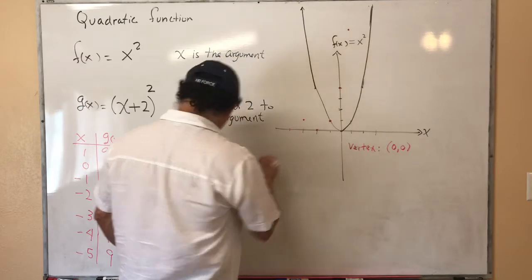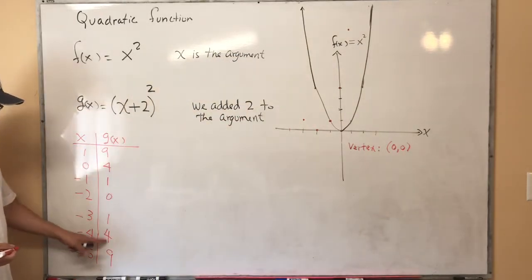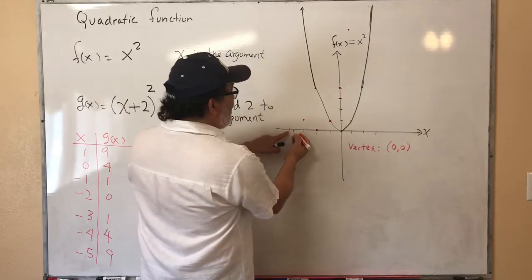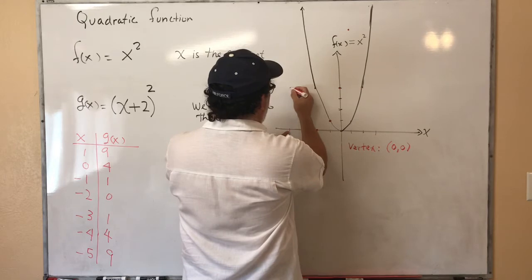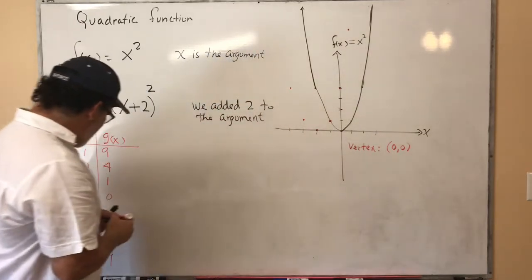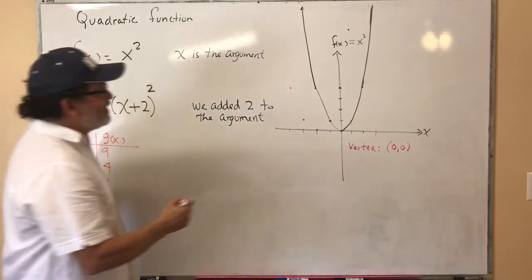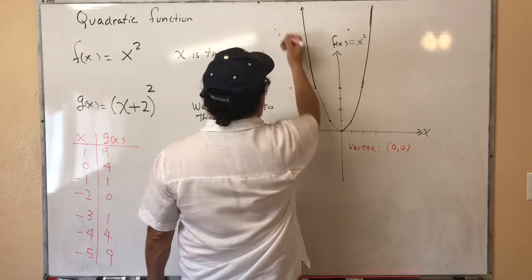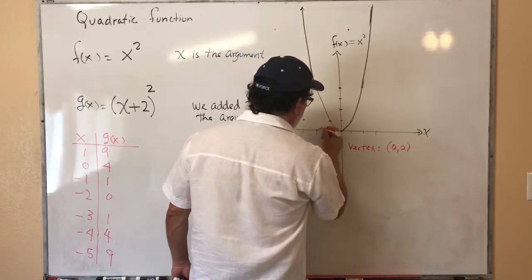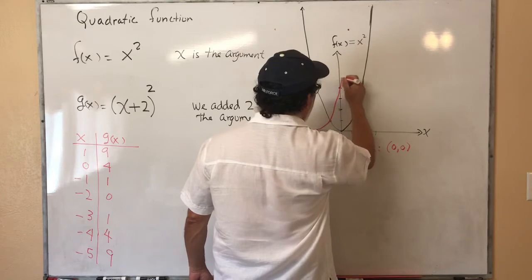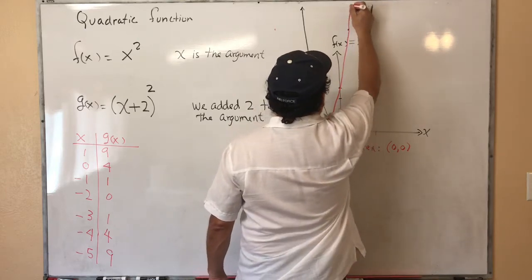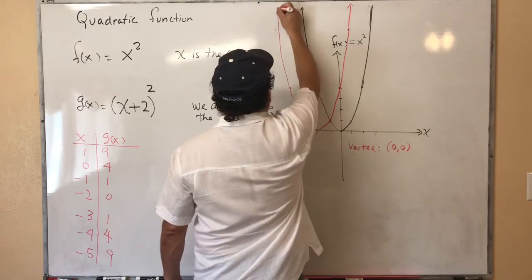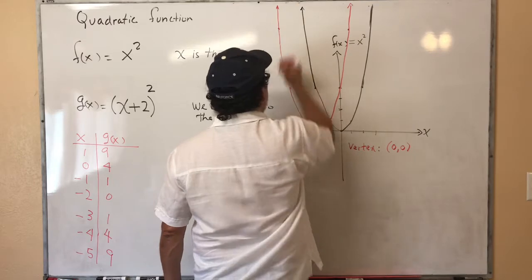Let x be -4, and we get 4. When x is -4, we get 4 right there. Okay? Let x be -5 and we get 9, right around there. And so we got this, look. Oh, this one moved. You see?